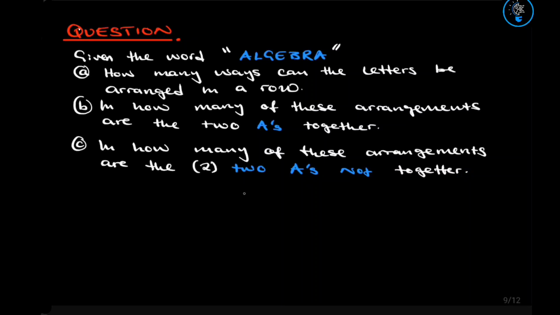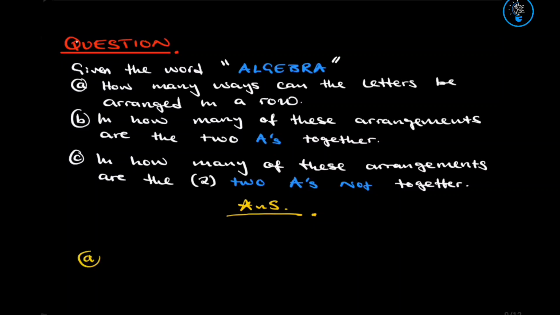Okay, let's see how we can do it. Let's begin with part A. So the answer: we are told how many ways can the letters be arranged in a row. So we need first to know the number of letters present in algebra. So we have 1, 2, 3, 4, 5, 6, 7. So n is equal to 7. Now we need to look at the word. Do we have repeating letters? Yes, we have A there and another A there. So we need to take that into consideration.